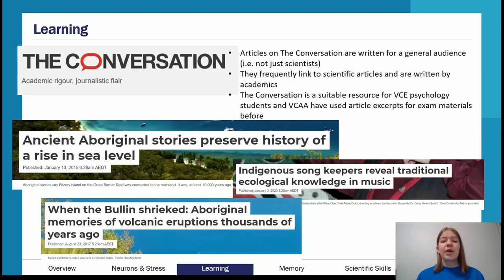I have put in some information here about linking to The Guardian, which produces different news articles, and The Conversation, because it's often written by academics, written for a general audience so that you can understand it. The Conversation is a suitable resource for VCE Psychology. VCAA have used excerpts from The Conversation before in exam materials, and you can look here as one of your sources for gaining more reputable knowledge, because I know sometimes on the internet it can be confusing to know where to look.